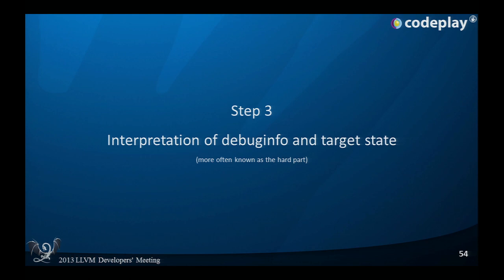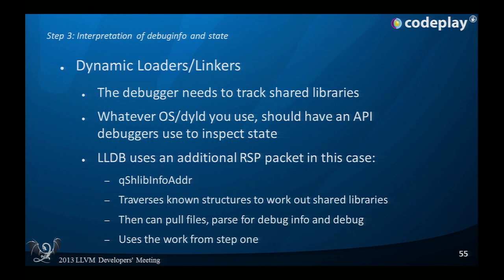So step 3, the hard part. Taking what we've learned from step 1 and 2 and using the information from both of those steps to actually implement the features that people expect from a debugger. So dynamic loaders and linkers. The debugger needs to track these shared libraries. So whatever operating system or dynamic loader you use should have an API that debuggers can use to inspect state.